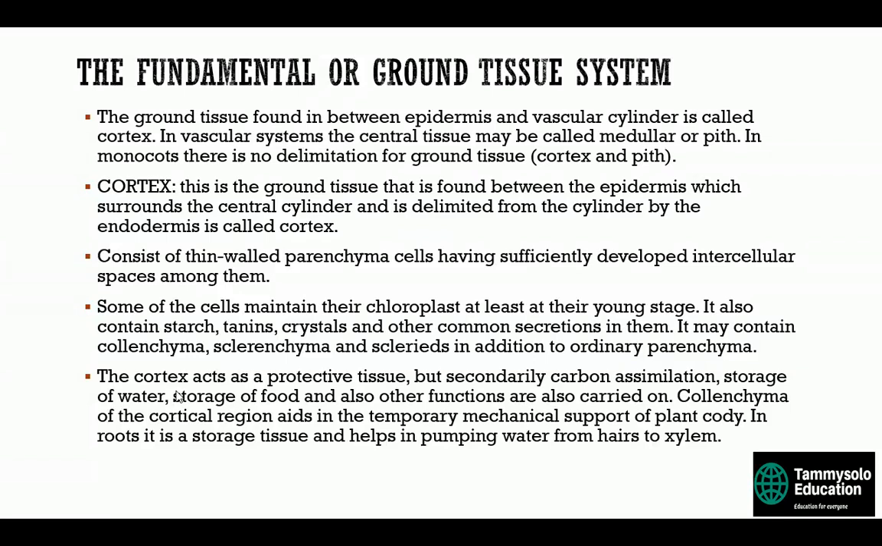It consists of thin-walled parenchymal cells having sufficiently developed intercellular spaces among them. Some of the cells maintain their chloroplasts at least at the young stage. It also contains starch and so on, but it may contain collenchyma, sclerenchyma, and sclerites in addition to ordinary parenchyma. The cortex acts as a protective tissue, but secondarily, carbon assimilation, storage of water, storage of food, and other functions are also carried out. Collenchyma of the cortical region aids in the temporary mechanical support of the plant body. In roots, it is a storage tissue and helps in pumping water from root hairs to xylem.